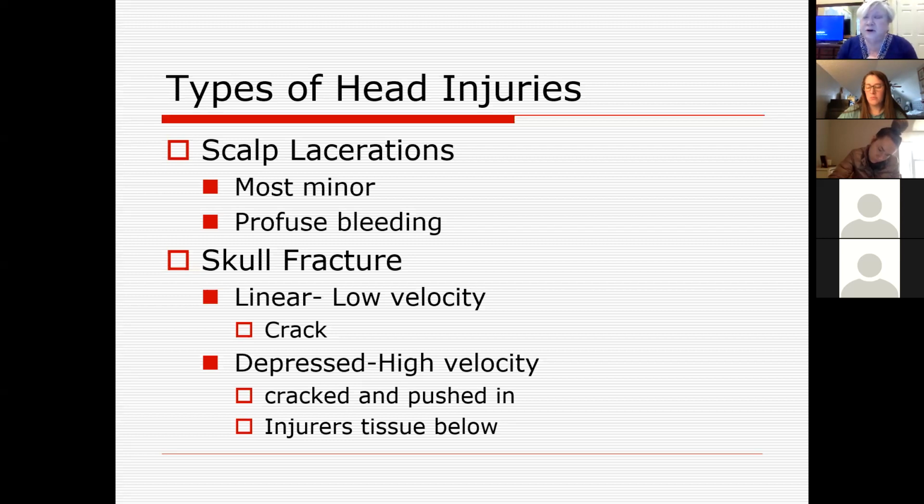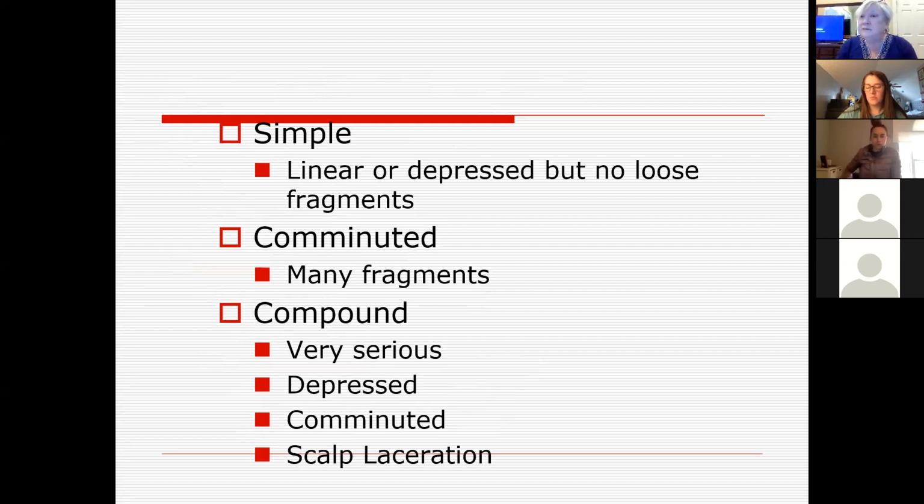Now, just like you learned in 151, the type of skull fracture is like any fractures. It'll either be simple, meaning one crack. It could be comminuted, meaning you have a bunch of little cracks. Okay, or it could be compound, meaning that it communicates with a break in the skin. We sometimes call that an open fracture, but it's actually called a compound fracture.